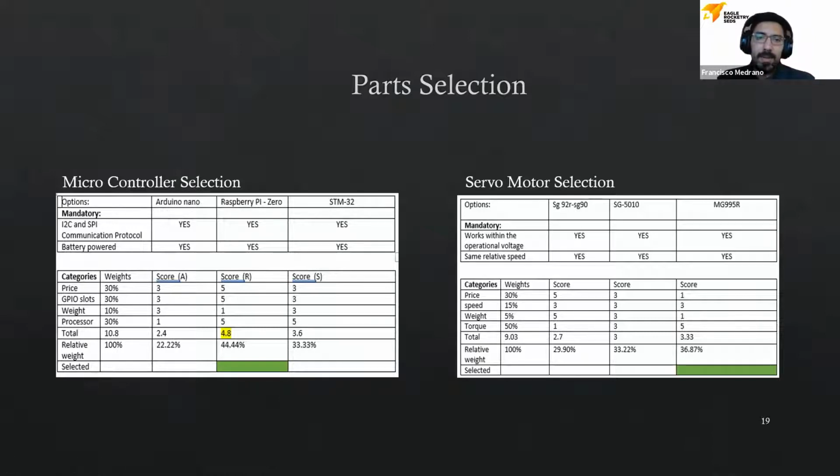We also did another trade study on the servo motor selection. Again, there are some mandatory requirements. It has to work within the operational voltage, and in our case, these microcontrollers' operational voltage is 3.3 to 5 volts, and they all have to have about the same relative speed. Again, we give weights to the attributes. In our case, we have price, speed, weight as in physical weight, and torque, with torque being the most important. And ultimately, the MG995R was chosen.